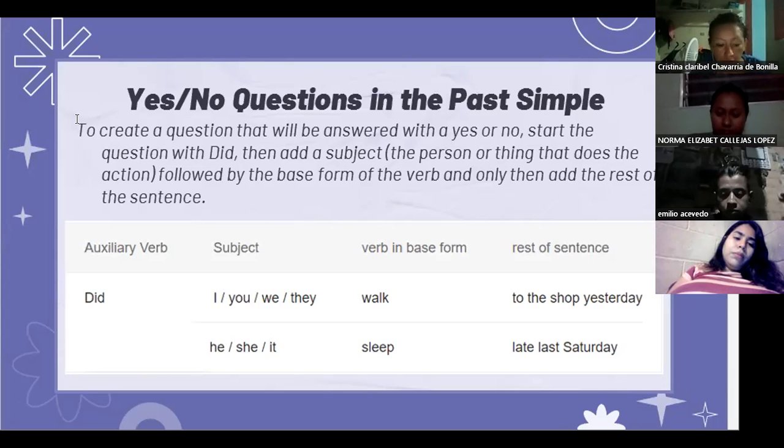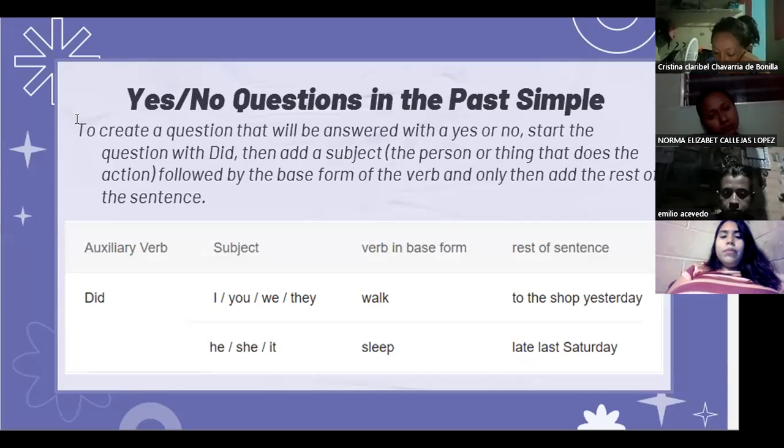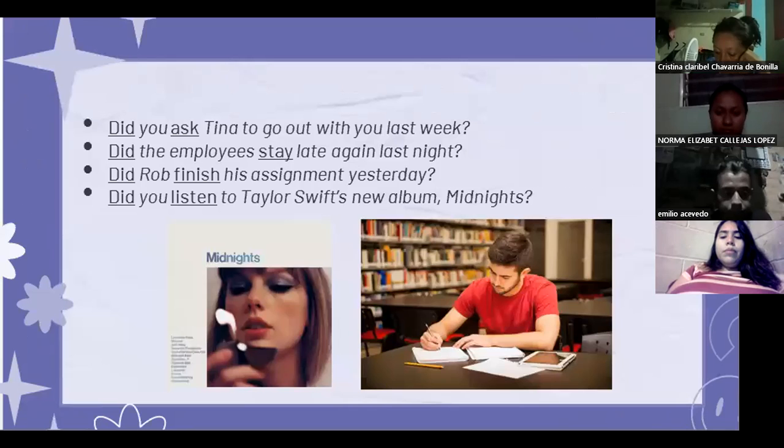¿Qué es lo importante cuando hacemos una pregunta? Saber que empezamos con el auxiliar, seguimos con el sujeto, luego con el verbo principal, ¿verdad? Y de ahí todo lo que querramos decir. Y en una pregunta, no se nos olvide si estamos escribiendo el question mark, ¿ok? Bien, entonces, let's look at some examples. Vamos a ver.